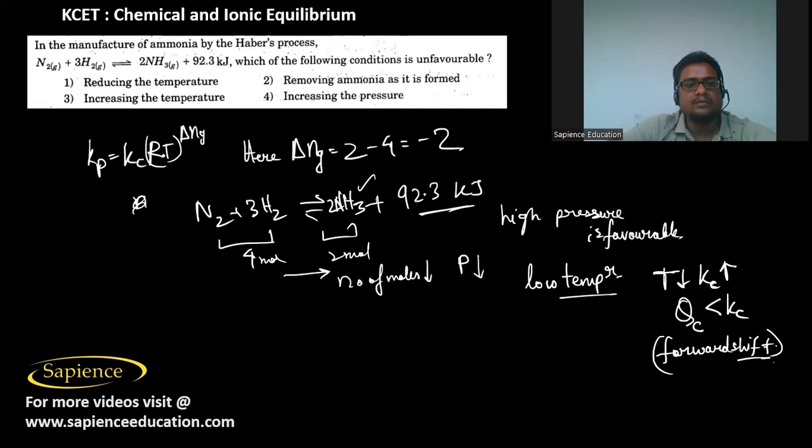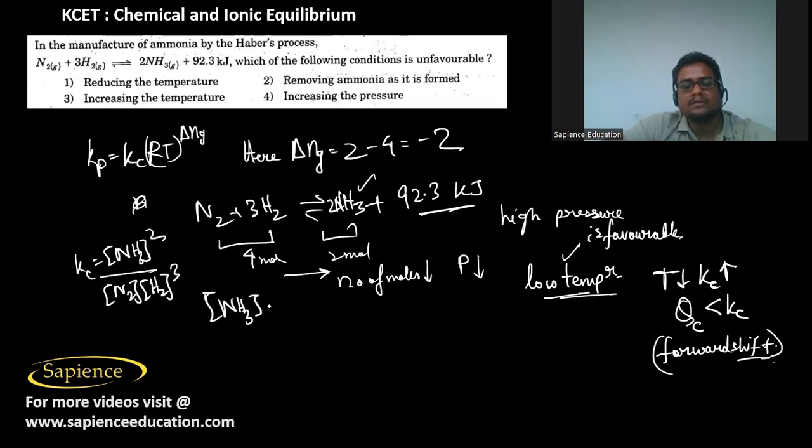And here also removing ammonia as it is formed is favorable. So Kc will be equal to the concentration of NH3 whole square divided by concentration of N2 into concentration of H2 whole cube. So if the concentration of NH3 is decreased, then Qc will again be less than Kc, then again there will be a forward shift. So it means more amount of ammonia will be formed if we remove the ammonia as it is formed.